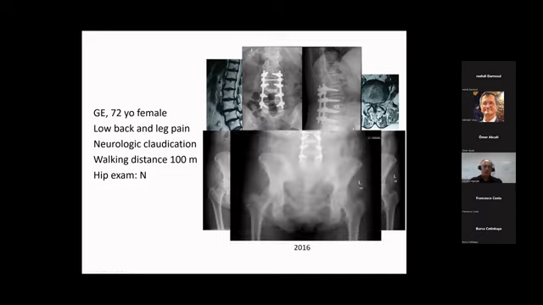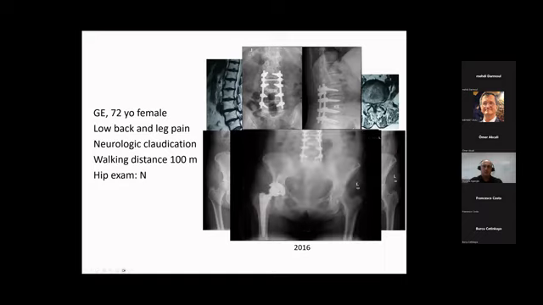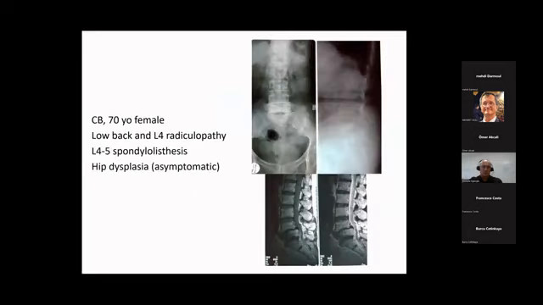But at 6 years, 1 year later, her walking distance and hip joint motions were quite limited. You can see the joint space is almost gone, and hip arthroplasty was performed for her. She was happy after 2 surgeries and still continues her life.